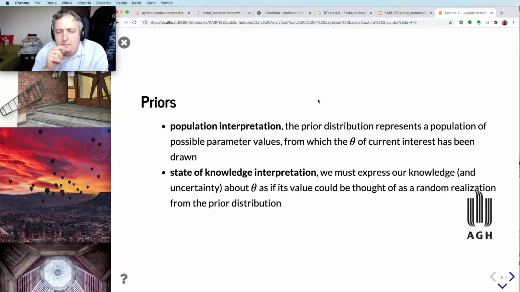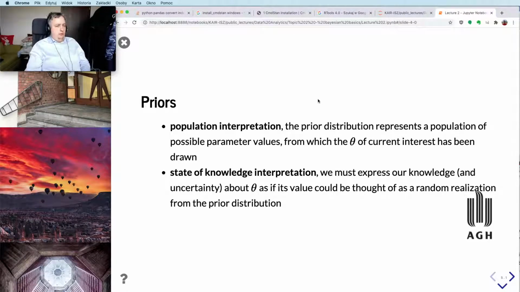The more difficult interpretation is the state of knowledge. In a situation where we do not have a population, because, for example, the situation is unique. We do not have an experience that we can draw on. We do not have the broader field of multiple repeatable situations. And we must express our knowledge about parameters that we know something about, but not really much.